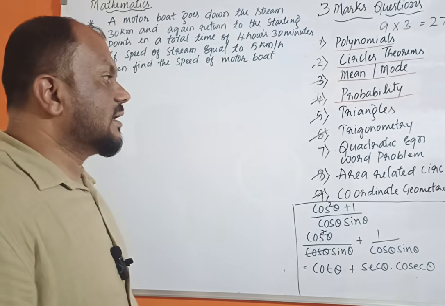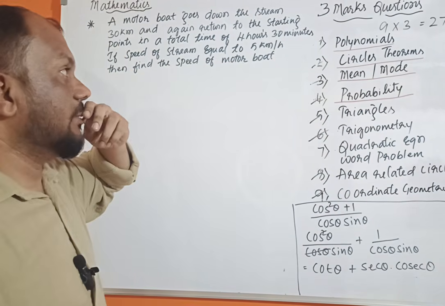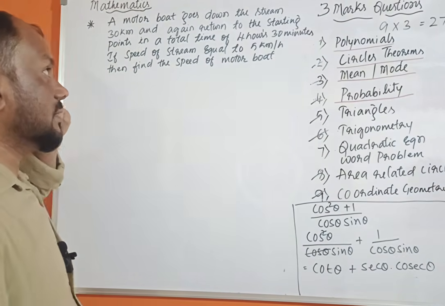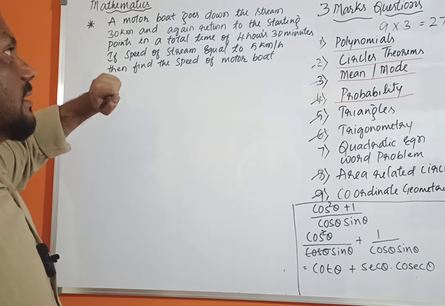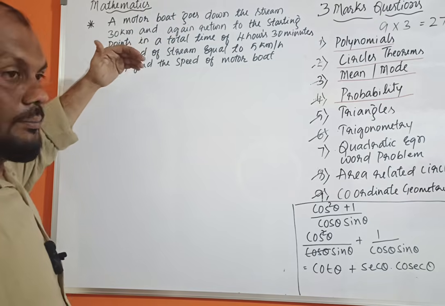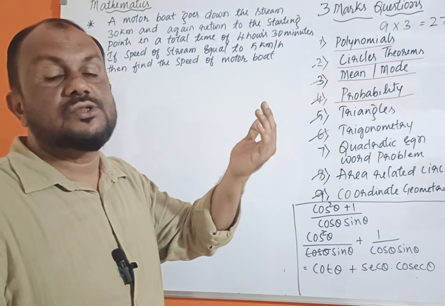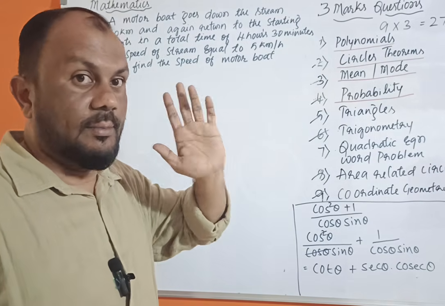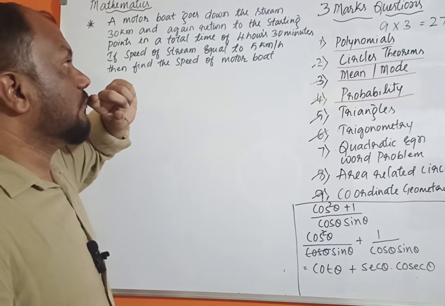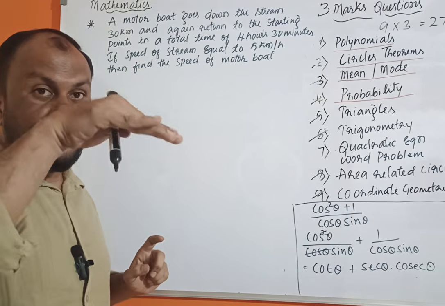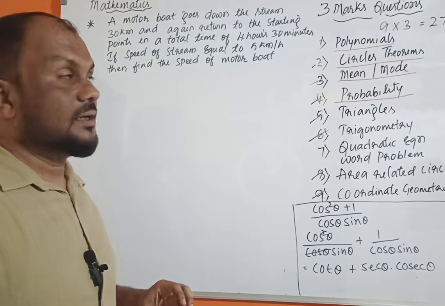Okay. Let us solve one quadratic equation word problem. The problem is related to the upstream and downstream of a motorboat. So here a motorboat goes down the stream 30 kilometers and again returns to the starting point. Means going down the stream 30 kilometers, and while returning back also it is traveling how many kilometers? 30 kilometers. Remember this one, the same 30 kilometers. In a total time of 4 hours 30 minutes to go down the stream and come back. It is taking how much? 4 hours 30 minutes. Okay.